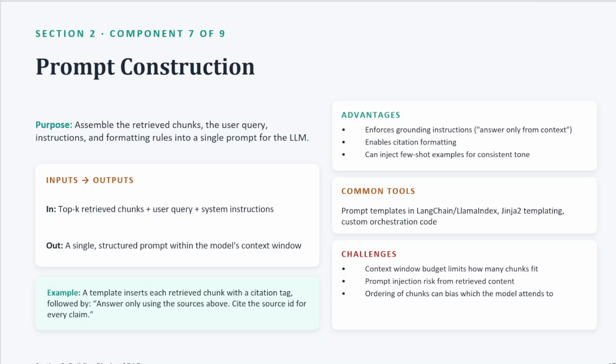So the top-k retrieved chunks, the user query, and the system instruction are very important inputs to the prompt construction, right? And the output is going to be a single structured prompt within the model context window. Now, the advantages here are mostly that it enforces grounding instructions, that is, answer only from the context, and it enables citation formatting. It can inject few-shot examples for consistent tone.